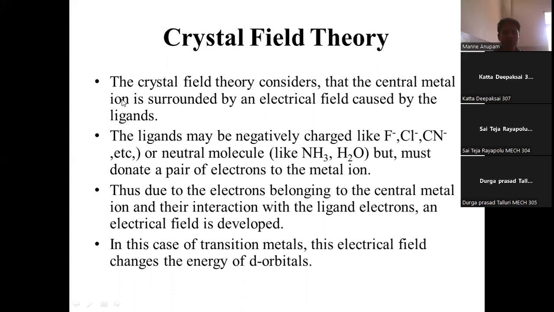So the metal ion is there, and an electric field is there. The metal ion is surrounded by an electric field. That surrounding electric field is nothing but the electric field caused by the negatively charged ligands like F minus, Cl minus, CN minus, or neutral molecules like NH3 and H2O.